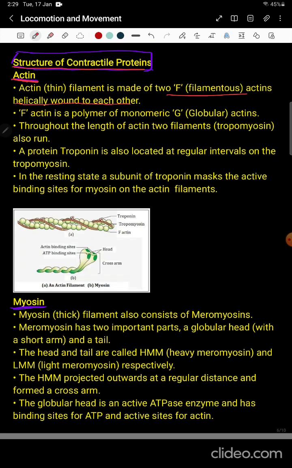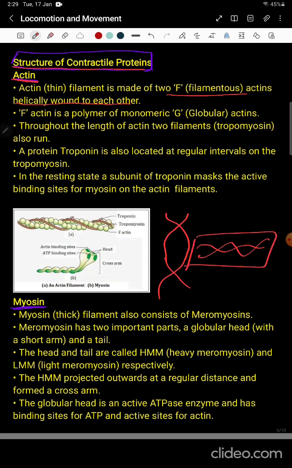So see here, this kind of arrangement is like a DNA, how a DNA is formed: it winds up helically with each other. Likewise this actin filament has also been wound up like this, bound with each other like two snakes coiled with each other. Now this whole structure is made up of a special kind of actin called F actin. What is it called? F actin.